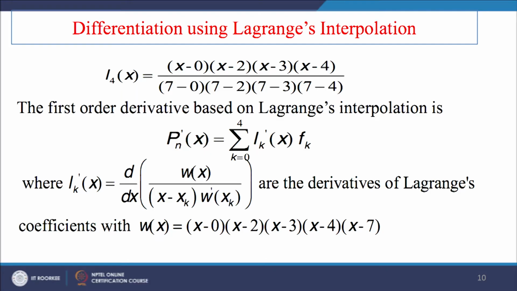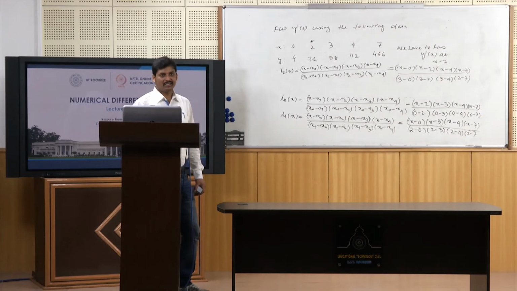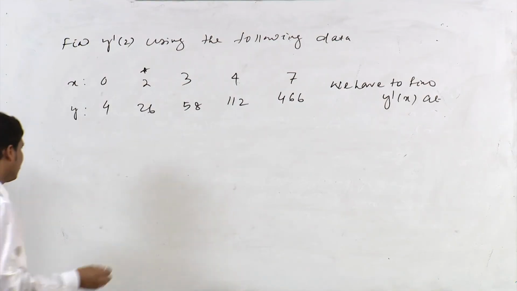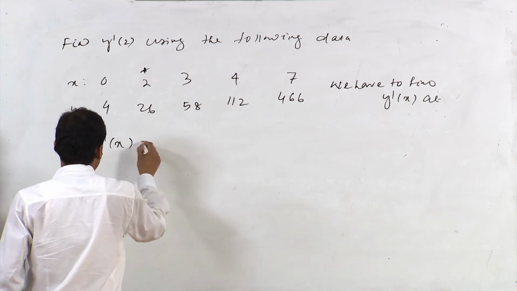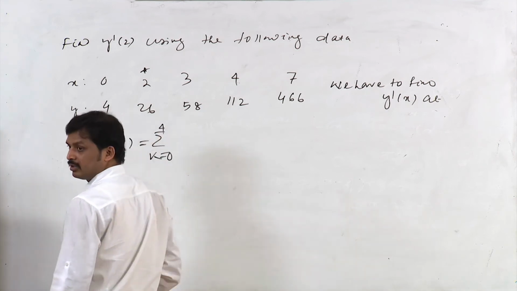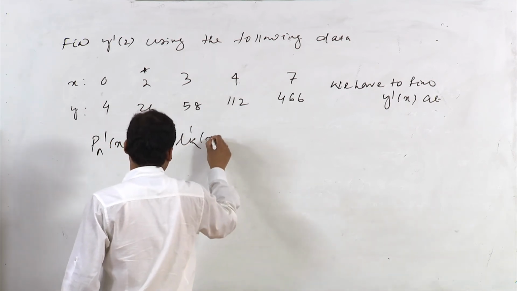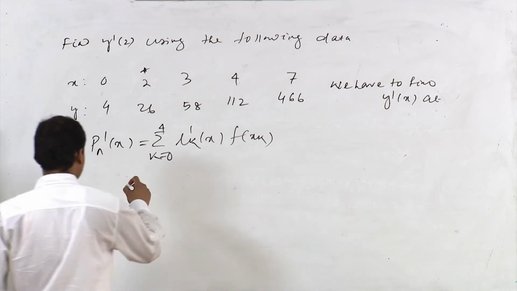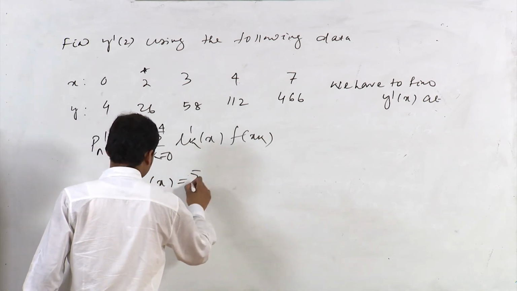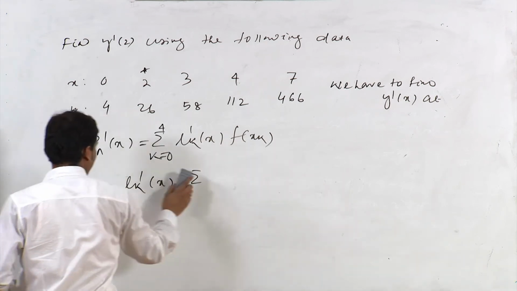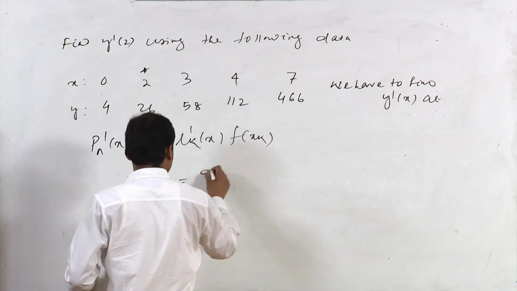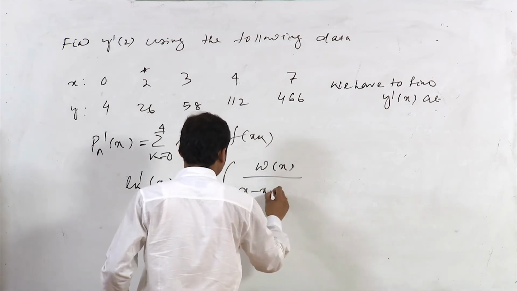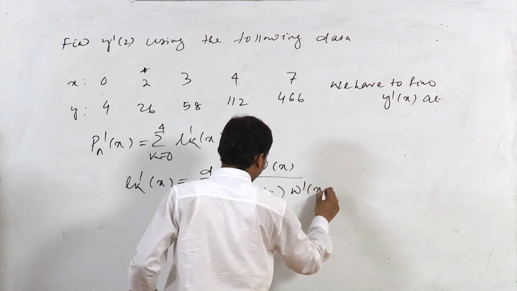So, if you consider the first order derivative based on Lagrange interpolation, then we can express Pn dash of x as summation k equals 0 to 4 of Lk dash of x times f of xk here, and if you define Lk dash of x, or directly write d by dx of omega of x divided by x minus xk times omega dash of xk.